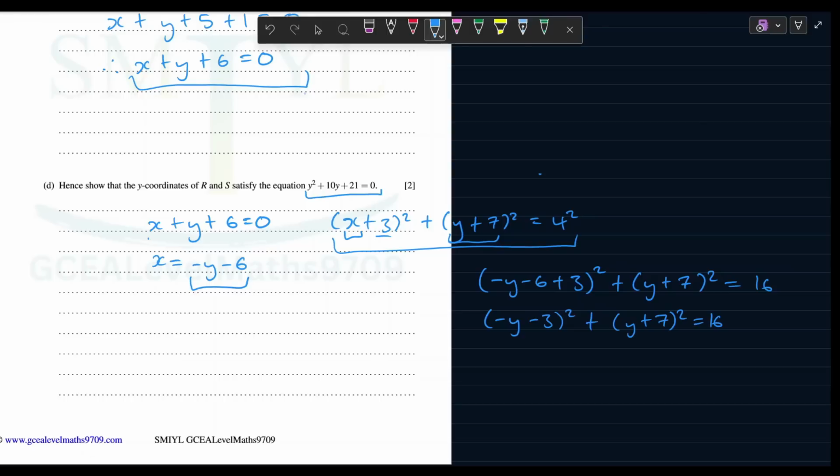Let's expand our brackets. So that's y squared. Be careful here, there's too many negative signs. So 2 times -y times -3, which is positive 6y. Square your -3, so that's 9. And now let's expand this bracket. So y squared plus 2 times y times 7, that's 14y. 7 squared, that's 49. And then I'll bring the 16 to this side, so minus 16 is equal to 0.